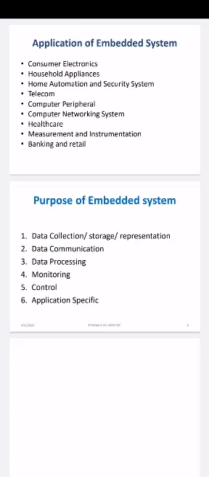In healthcare, we have seen ECG machines, EEG machines and scanners. All those machines come under healthcare embedded systems. In measurement and instrumentation, we use the digital multimeter for checking resistance, current and voltage, and also digital CROs and logic analyzers. In banking and retail, we have seen the ATM, automatic teller machine, currency counters and point of sale.